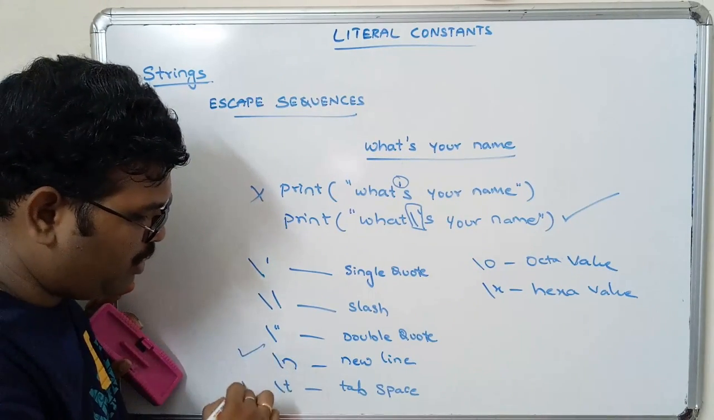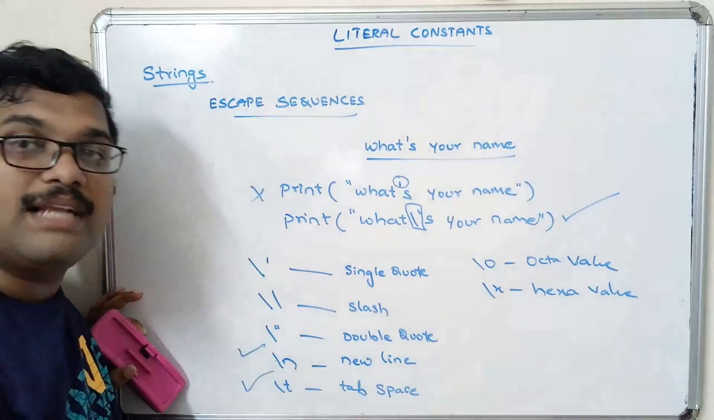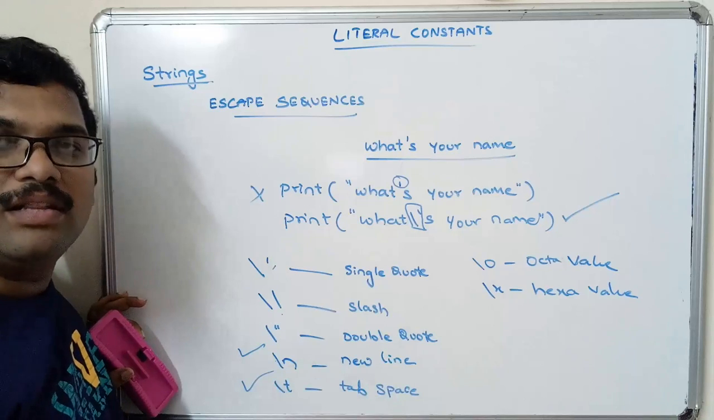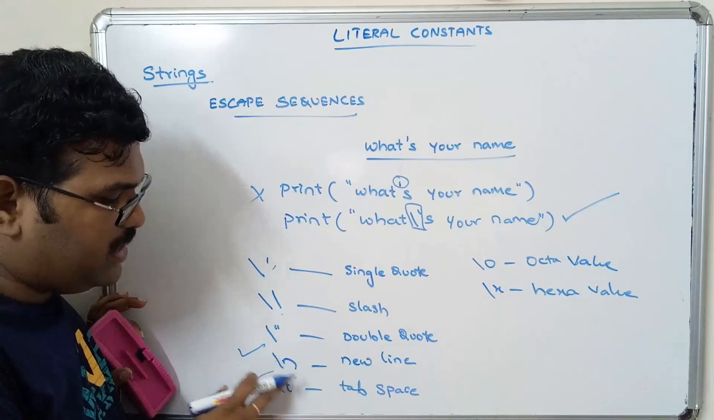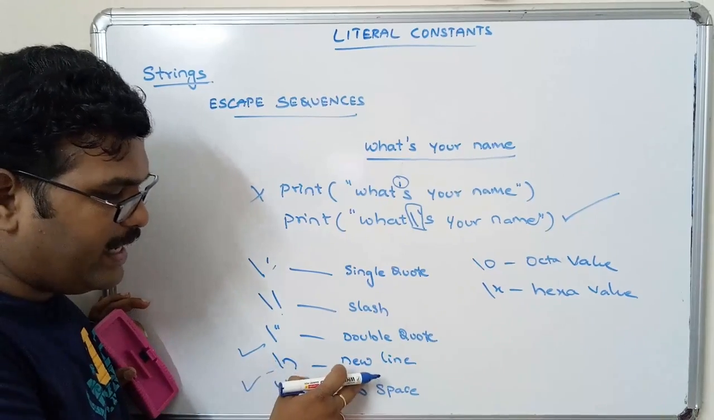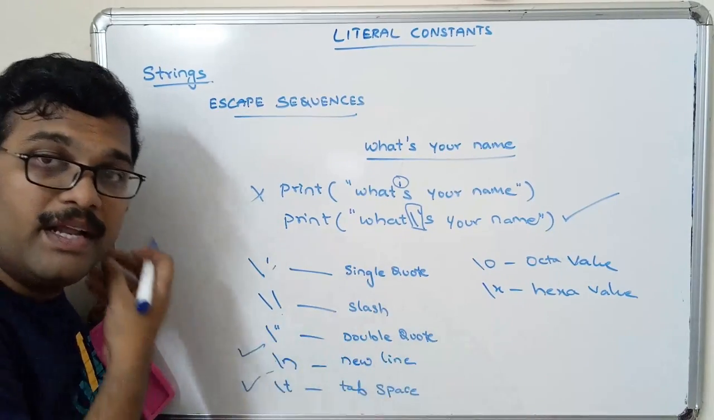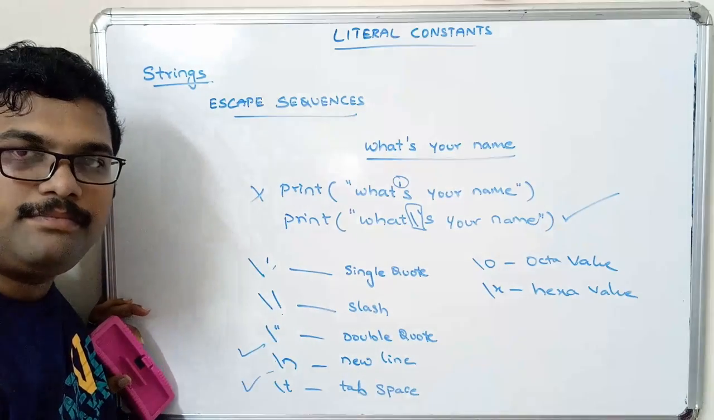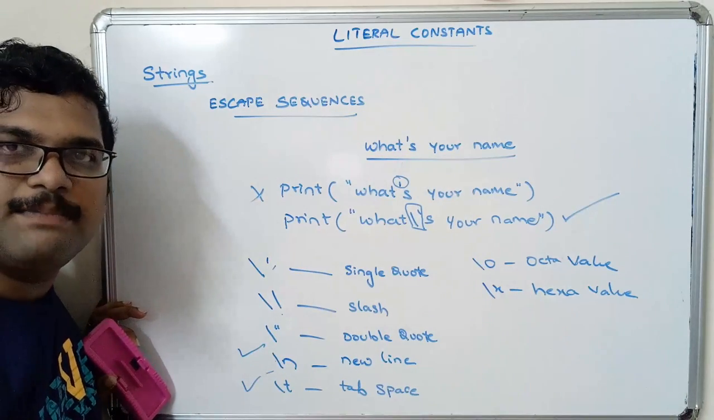So these are the different escape sequences. We will use backslash n and backslash t more in programming, rather than the single quote and double slash ones. We will frequently use these two escape sequences. This one is for the new line character, that means printing in a new line, and this is for tab space. Hope you understood these escape sequences.